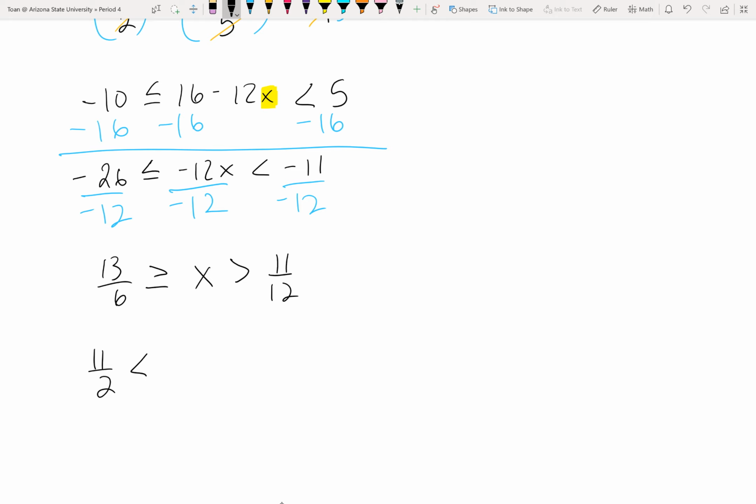11 over 2 less than x less than or equal. 11 over 2? Oh, 12. Well, 12. Thank you. 11 over 12. Right. So both of these are fine answers. I like the bottom one because it looks nicer. I always use less than symbols.